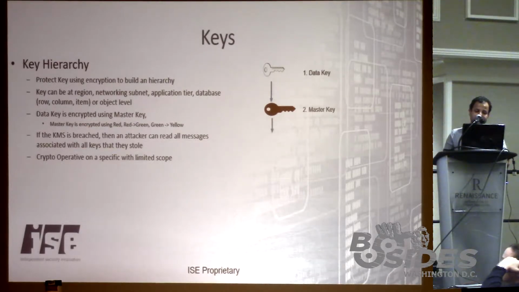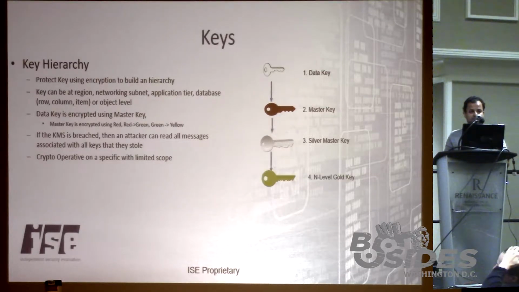It can create a data key, then encrypt the data key with the master key, and the master key could be encrypted with a silver master key, and the silver master key could be encrypted with an N-level gold key. The idea here is that key managers are used to protect data at object level, possibly at region, depending on how your environment is set up or how your workflow works. You can encrypt and protect data at region, networking subnet, application tier, database. Even within a database, you can protect data at a row, column, or even item level. So you can have an item with a data key, columns with a master key, the row with a silver key, and the whole database with an N-level gold key.